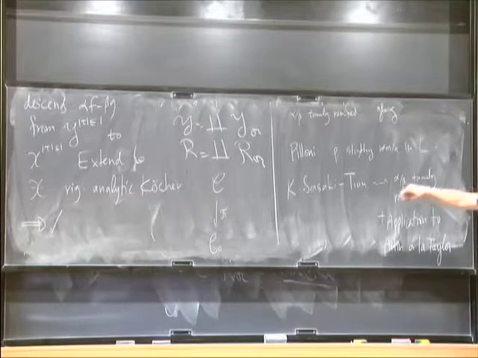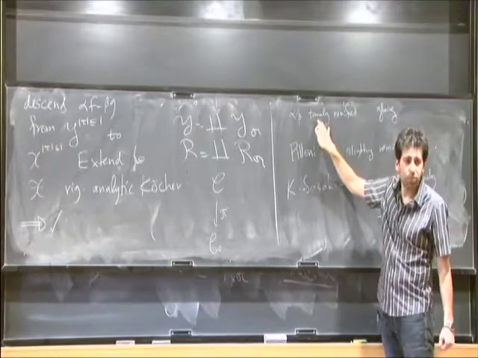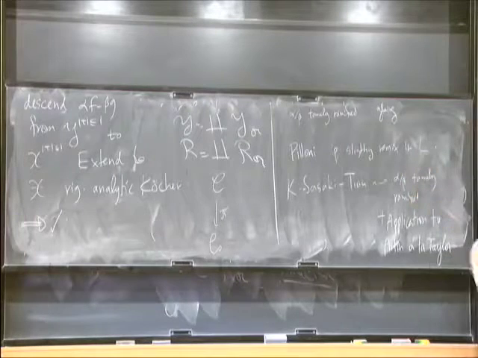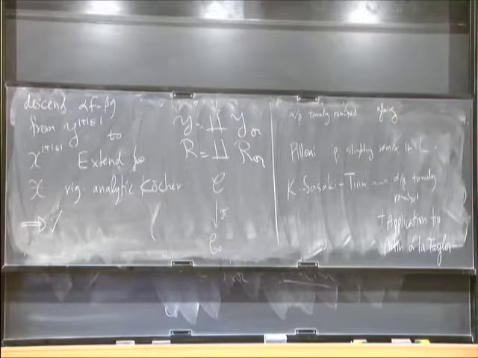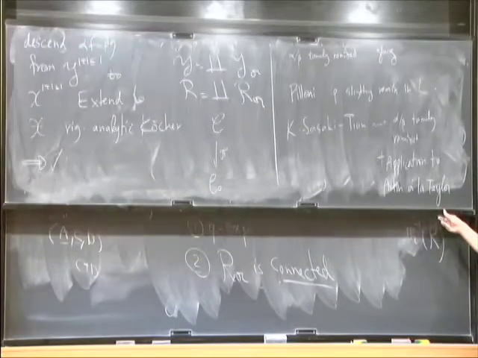There's one case that we are still trying to work out, and that's when alpha over beta has wild ramification. The existence of certain integral models is a bit of a sticking point. I think I will stop here.